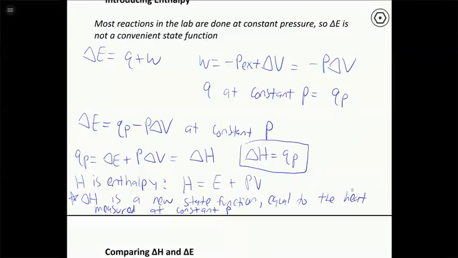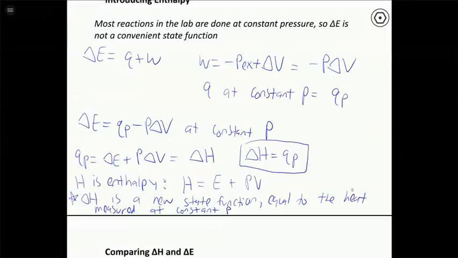Most of what we're going to be talking about in chemistry is going to be dealing with delta H, because most chemical reactions are conducted at constant pressure, and in most cases it's easier to just measure the heat as opposed to measuring the heat and the work, which is what you need to be able to do to calculate delta E. So we have this new state function delta H.